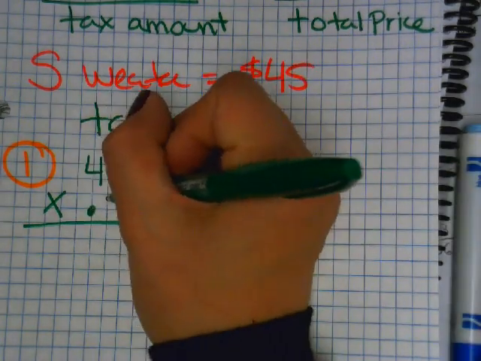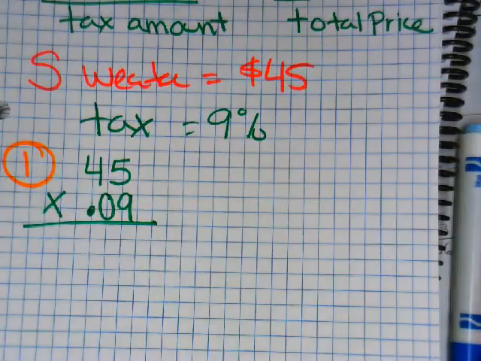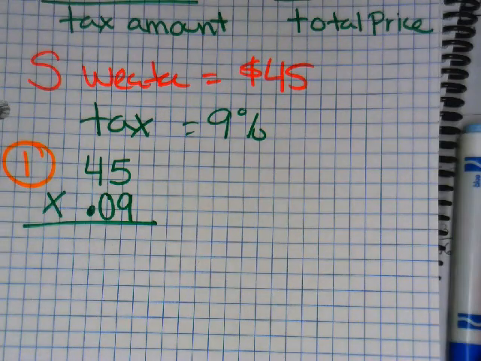If you write 0.9, you are telling me 90%. So 0.09. Now when you put this into the calculator, do you need to type in this 0? Yes.